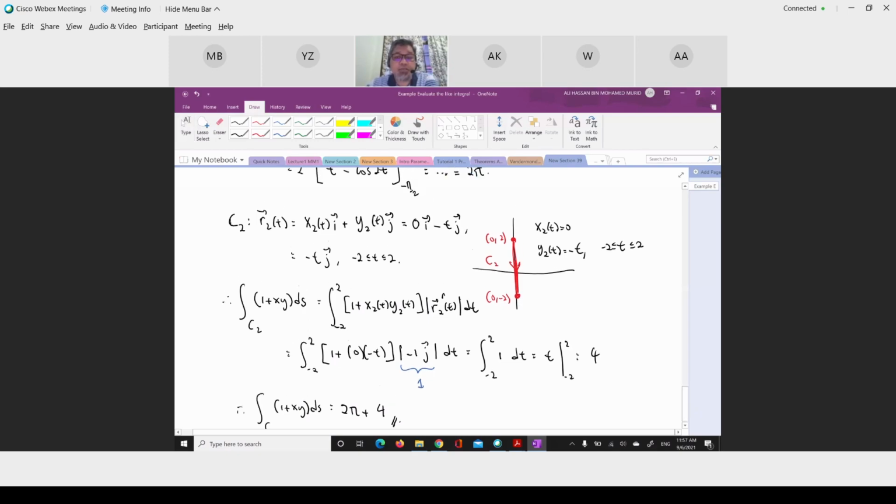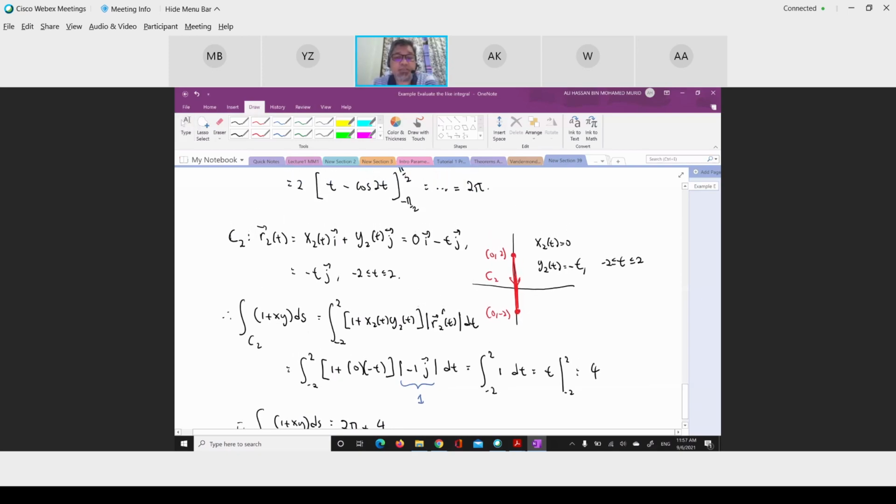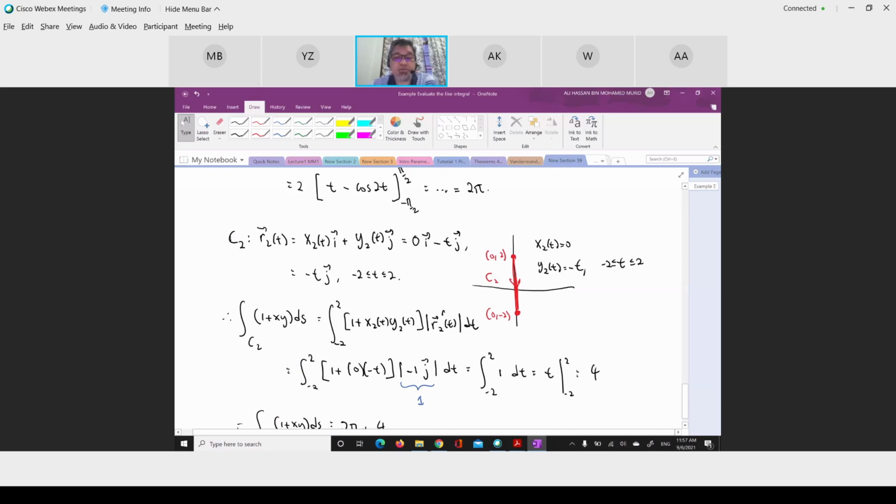Now, as I said, this is one way to parameterize C2. But there are many other ways, right? Parameterization is not unique.